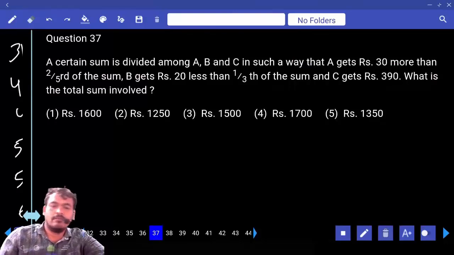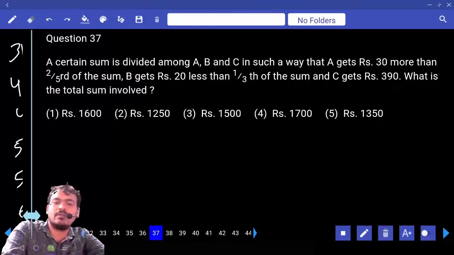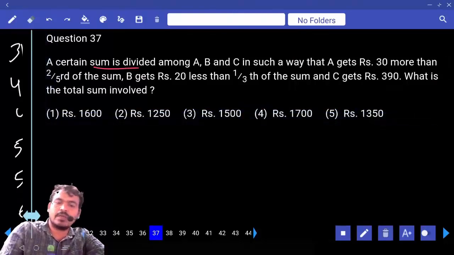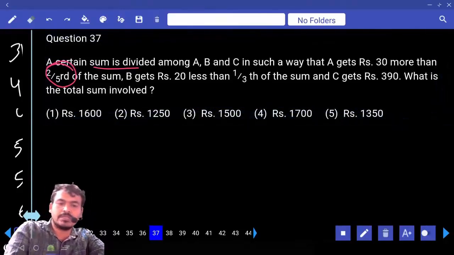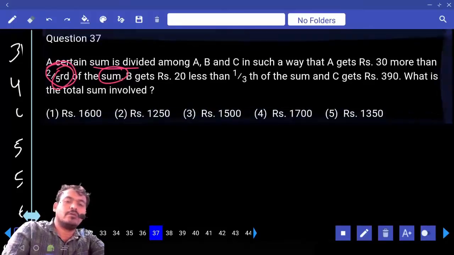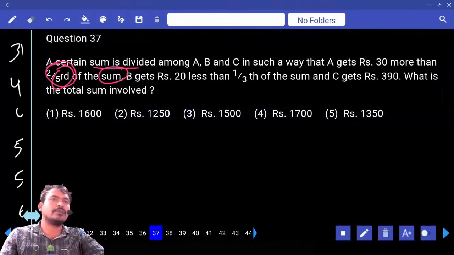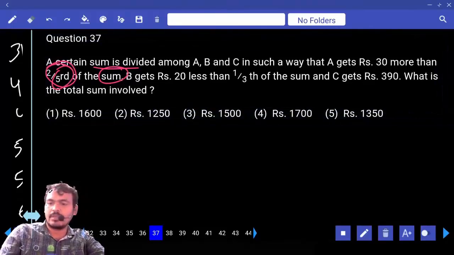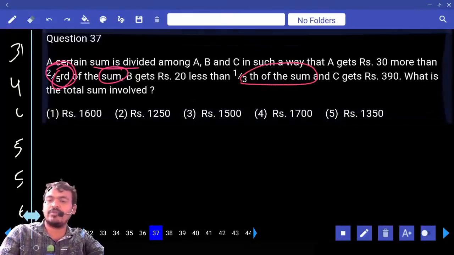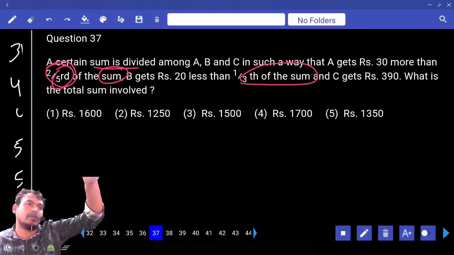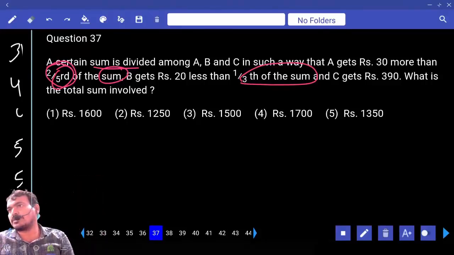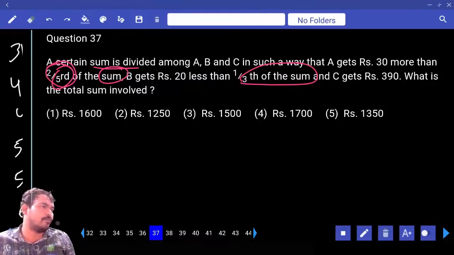First, is the total sum given? Not given. But A is getting 2/5 of the total, which means the sum is divided by 5. In the second case, the sum is divided by 3. In one case it is divided by 5, in another case by 3. Then the sum must be divisible by 5 and 3, nothing but divisible by 15.